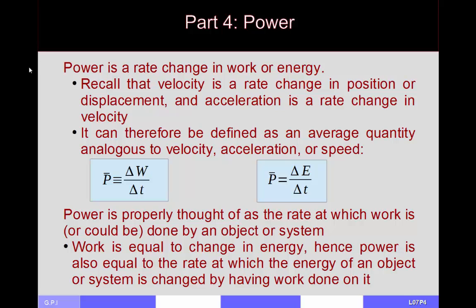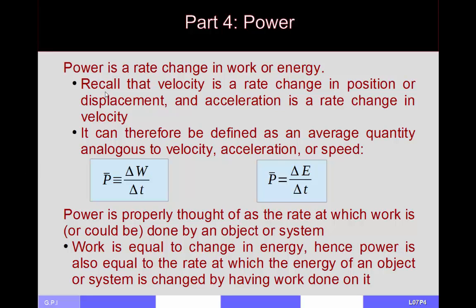In today's video, I want to look more at what happens when work is done on a system, and specifically at the rate of change in energy, or the rate at which work is done. So power is the rate of change in energy of a system, or you could think of it as the rate at which work is done to or by a system.